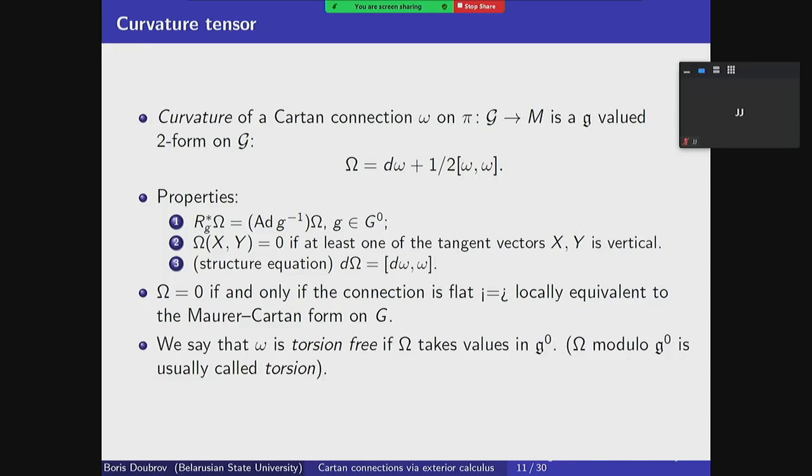And we can impose some other conditions on omega, and one very natural one is called torsion-free connections. And again, we know this term probably from affine connections and the torsion of affine connections. So this is actually a very general term in the scope of Cartan connections. We say that a Cartan connection is torsion-free if its curvature takes values only in a subalgebra G0. And in general, omega modulo this subalgebra is what's called torsion.